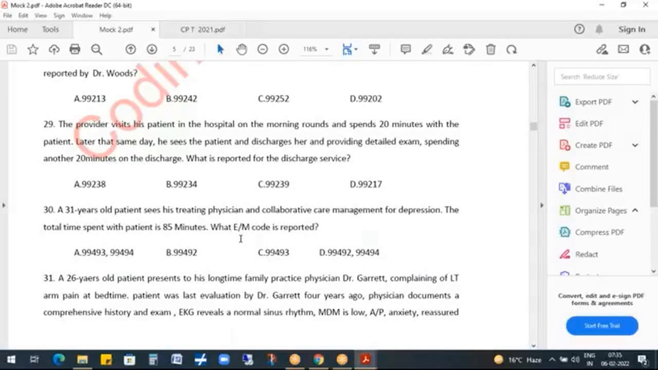Okay, then the particular period for this scenario is a month. Within a month he is coming repeatedly, then it is a subsequent visit. See, don't confuse yourself in the exam. They will give it clearly in the exam as subsequent. Okay, sir.